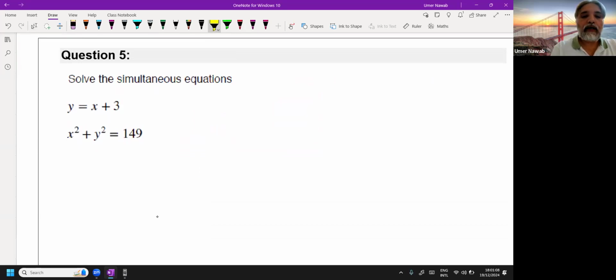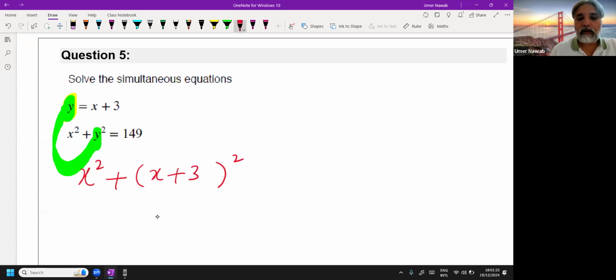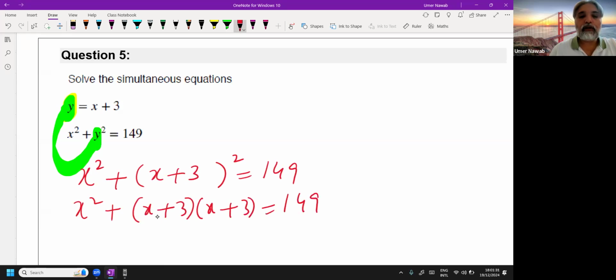We have y already in the subject form. Can I plug this value of y over here? So now I get x squared plus bracket open close squared. In the place of y, I write x plus 3 is equals to 149. X squared plus x plus 3 and x plus 3 is equals to 149.